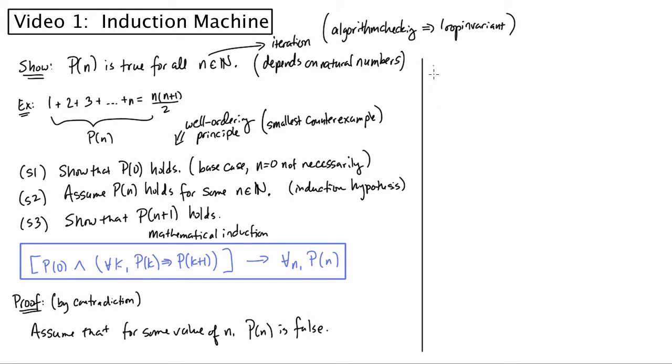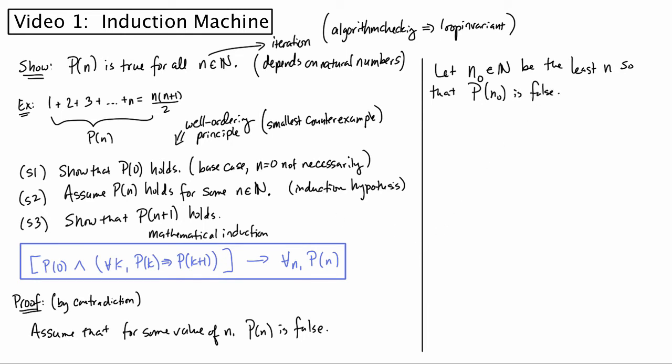So let's let the value n0 be the least n so that P of n0 is false. In other words, it's the smallest counterexample.